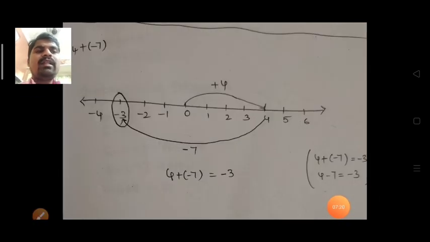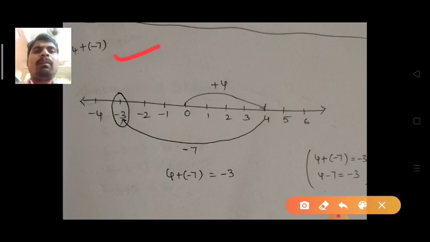Next you observe another problem. It is also different. One is positive, one is negative, but the answer is different. You observe this problem. 4 plus of minus 7. So plus 4 is positive, so start from 0 first. So move right side 4 steps. Now this is the main point, 4. So the answer is not finished. Next go to the second. What is the second here?